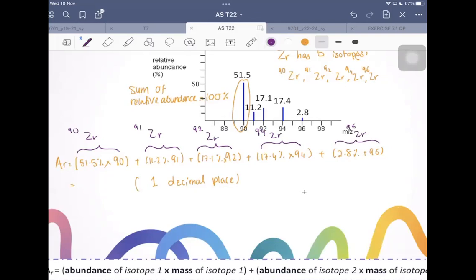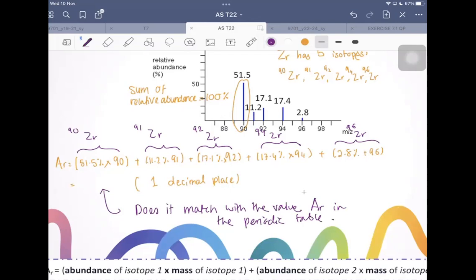Now, how do you check if your calculation is correct or not? Check your answer. Does it match the value of Ar in the periodic table? Work out your calculation and check if it equals 91.2 for zirconium or something close to that number. That means you're on the right track.